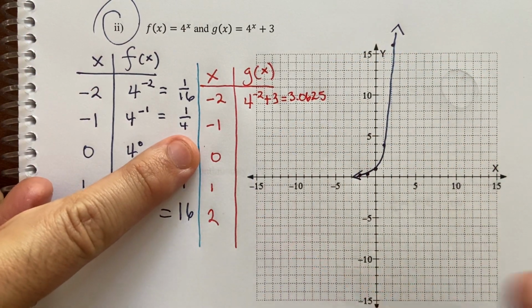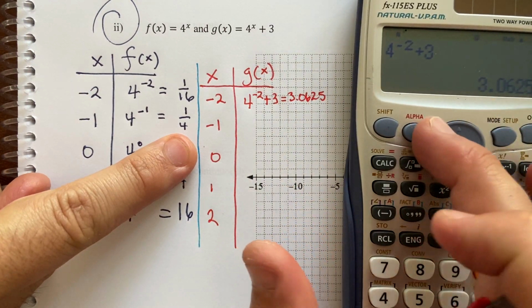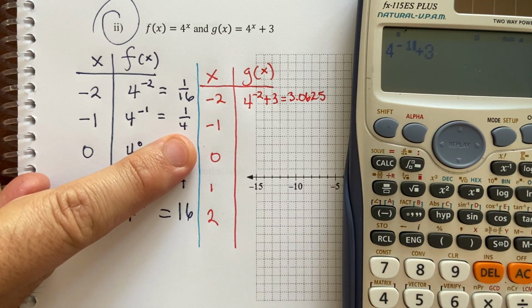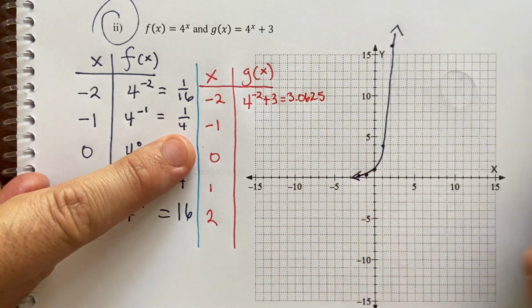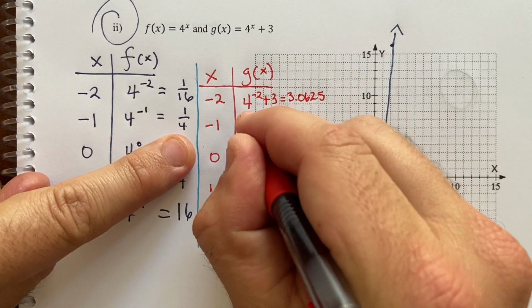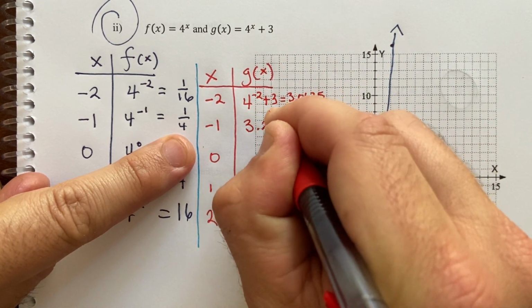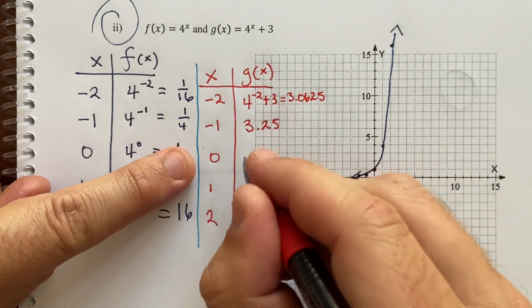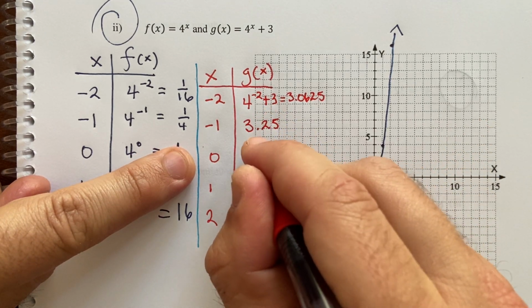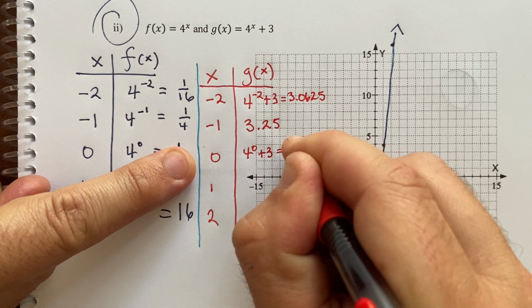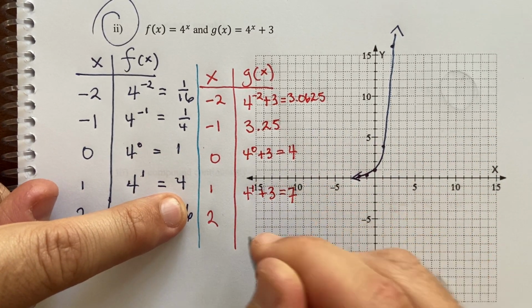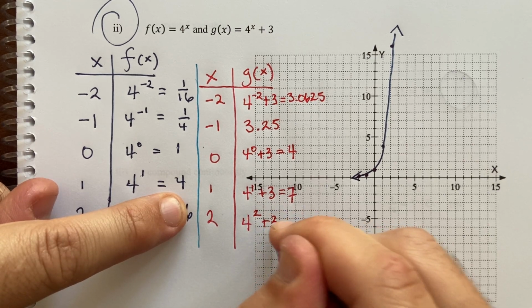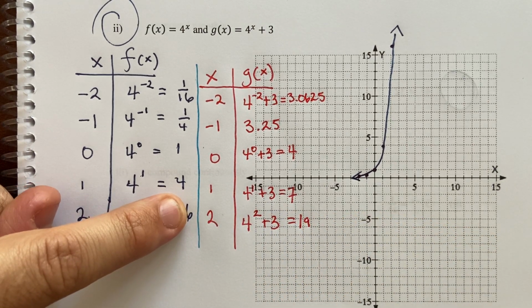Okay, -1. So replace -2 with -1. That's about 3.25. Replace x with a 0. So 4 to the 0 plus 3. This is now 4. 4 to the first plus 3. This is 7. 4 squared plus 3. This is 19.